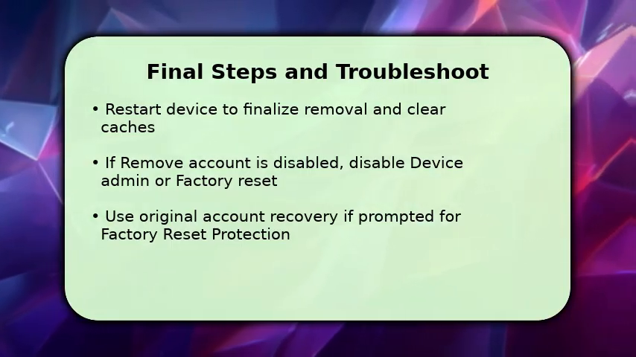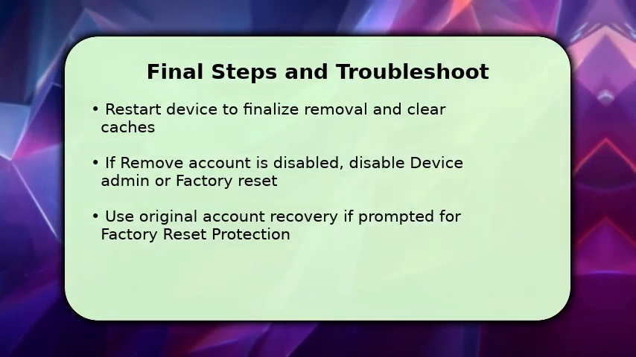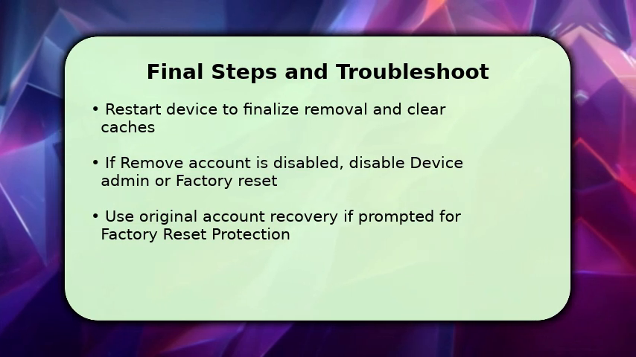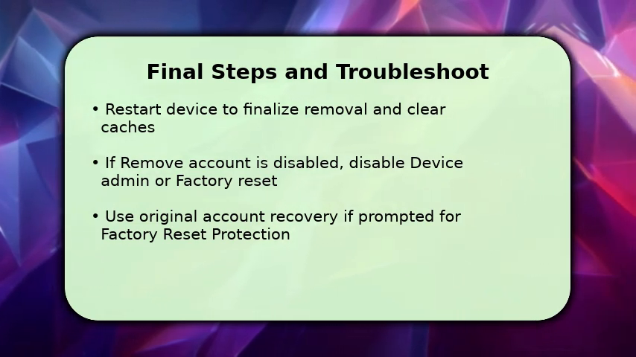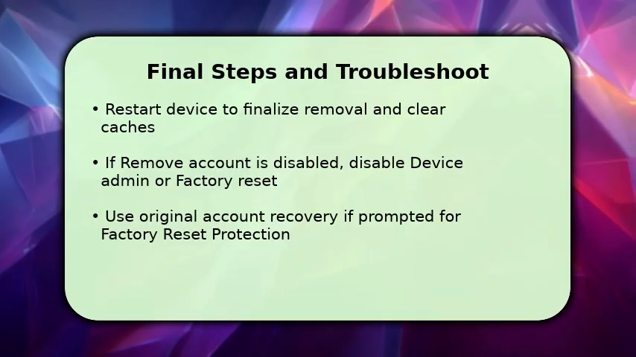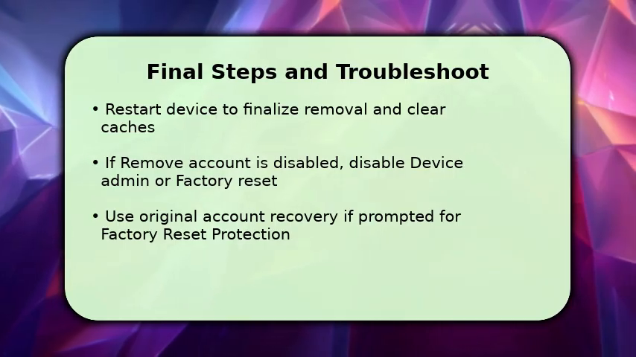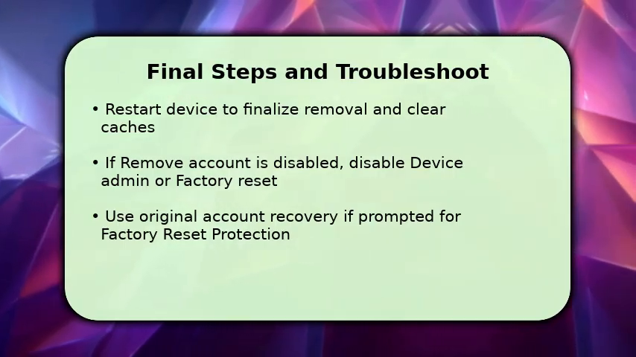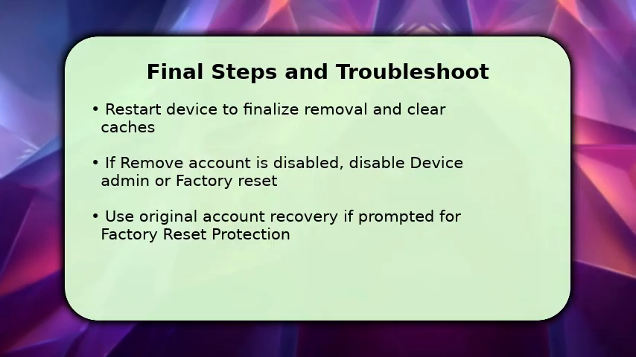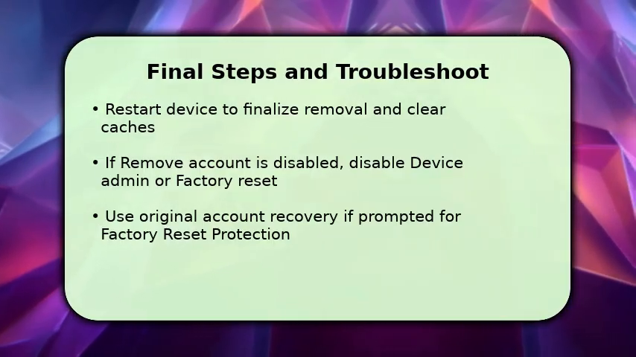If Remove Account was grayed out, go to Settings, Security, Device Admin Apps, and disable any admin access for that Google account, then try again. As a last resort, consider a factory reset only after backing up data. If factory reset protection prompts for the old account, use the account recovery flow to regain access.